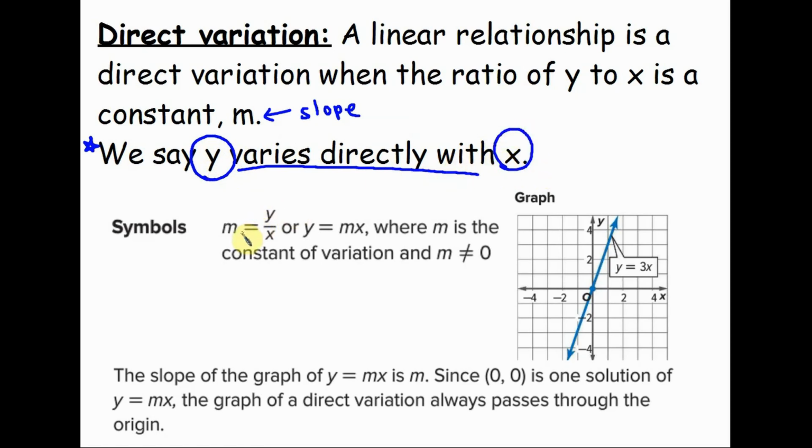In a symbol, you will write m is equal to y over x. If you remember from the last video as well, the m was the slope, where slope is rise over run. Or you can write y is equal to mx form, where m is the constant of variation. Sometimes they're going to say constant of variation, which is very similar to what we call constant rate of change. I used to call it CRC. When you're looking at this graph, there is a big point that you have to know: any of the direct variation equations will pass through 0, 0.